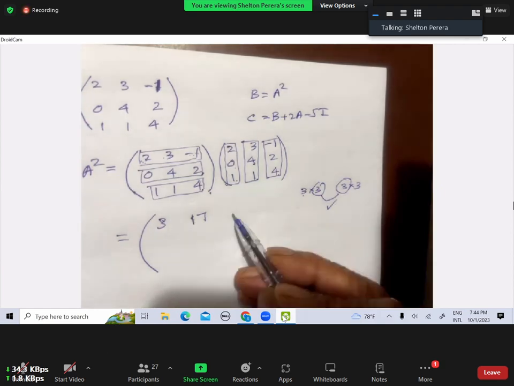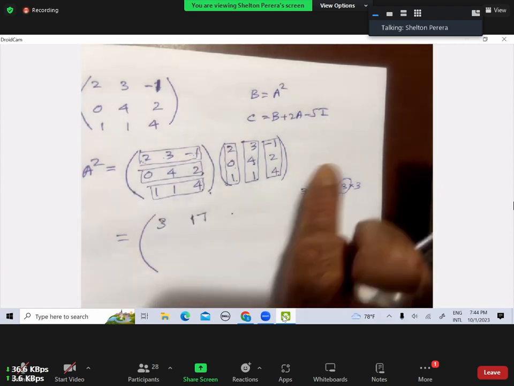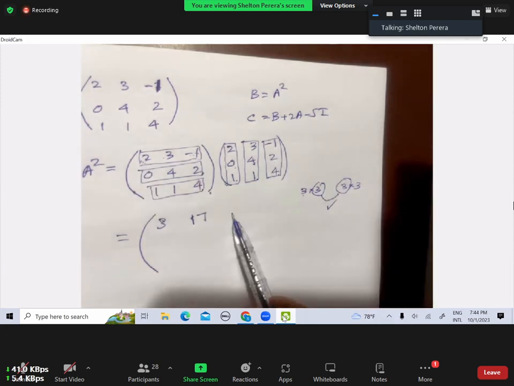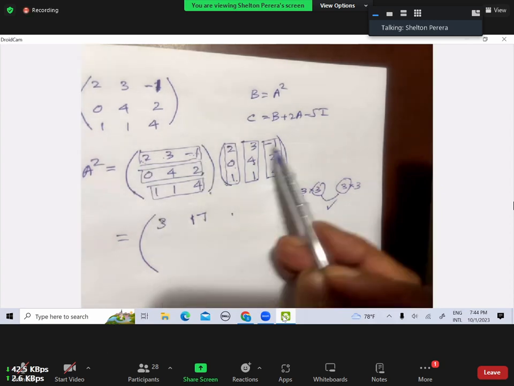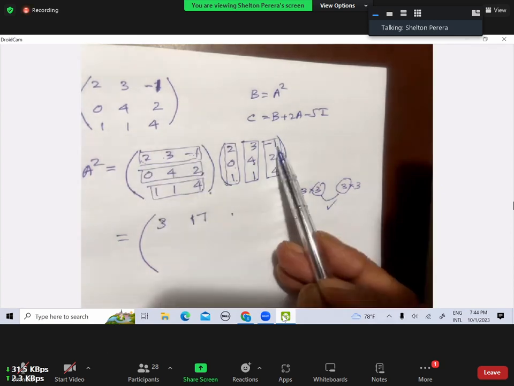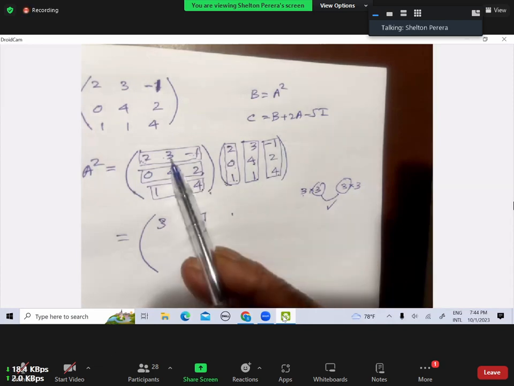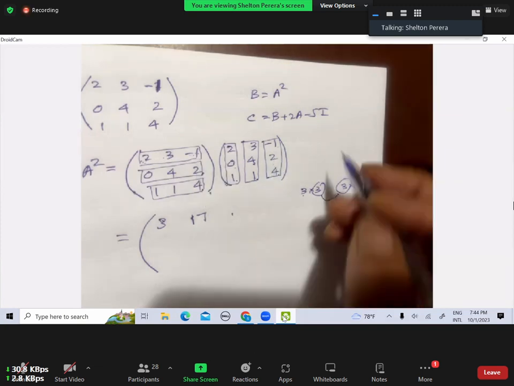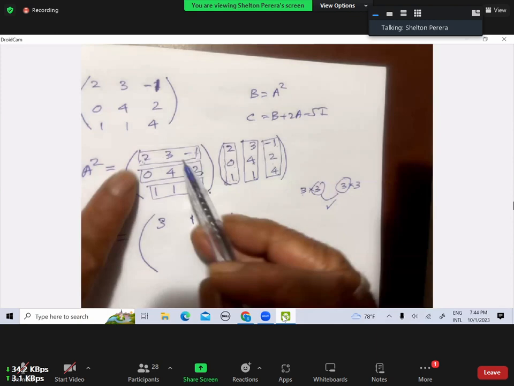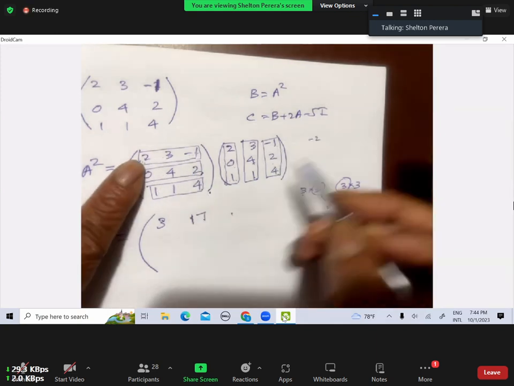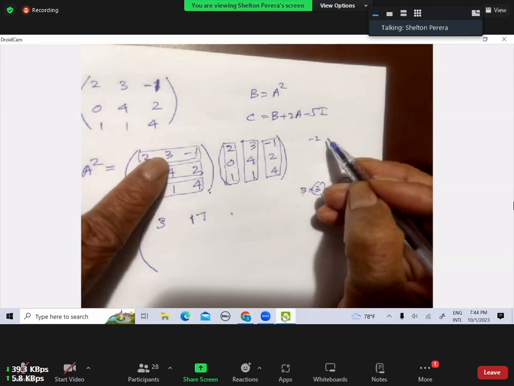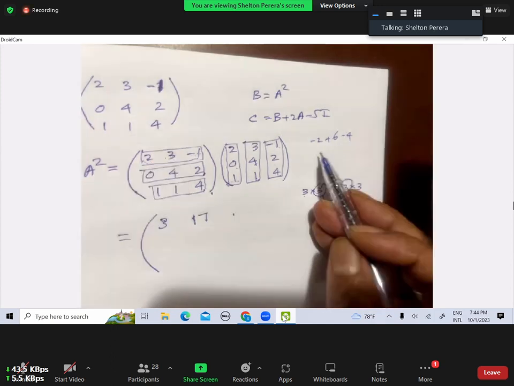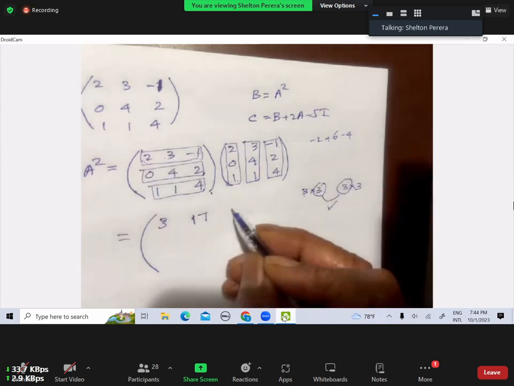And how do you get this place? First row, third column. First row from the first, third column. Multiply. 2 times negative 1 is negative 2. 3 times 2 is plus 6. Negative 1 times 4 is negative 4. Now negative 2 plus 6 minus 4 is 0.